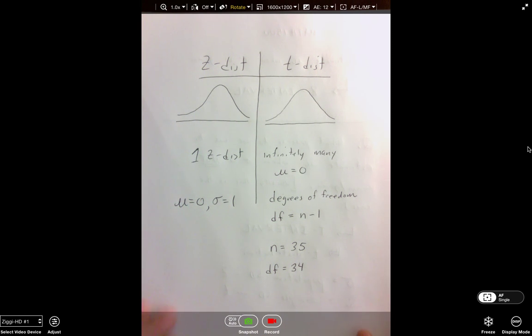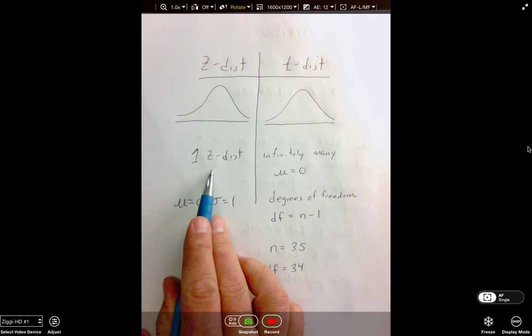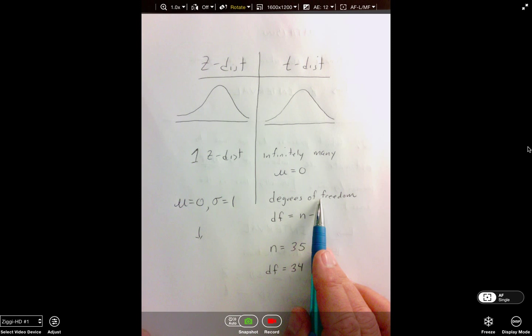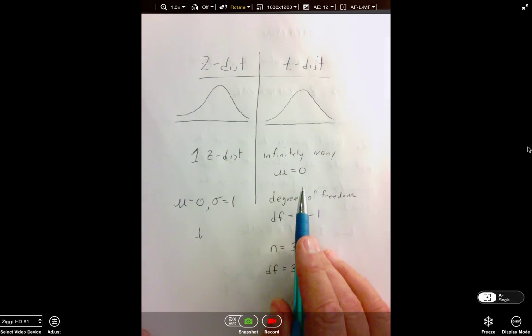Now, keep in mind that over here, to find, for example, a z critical, we don't need to know the sample size. But over here, because the t distribution relies on the degrees of freedom, which relies on the sample size, we have to know the sample size to be able to create a t critical. So let me go through that very quickly with you and show you how this works.